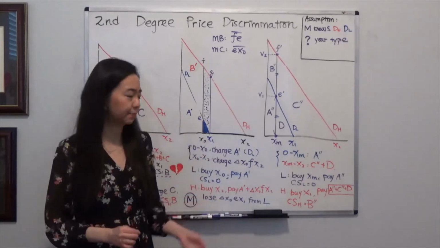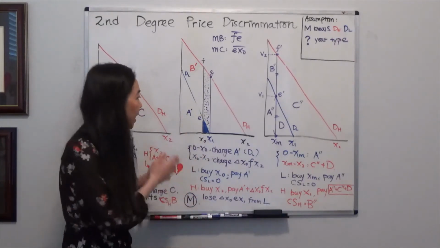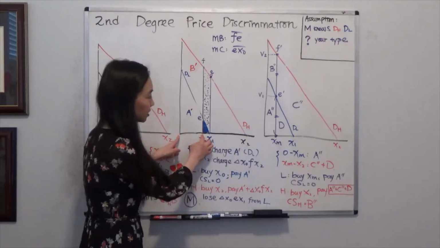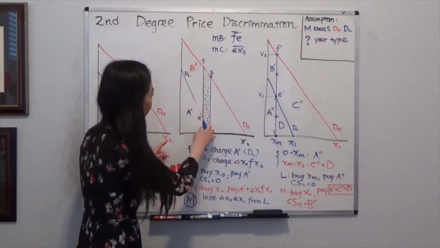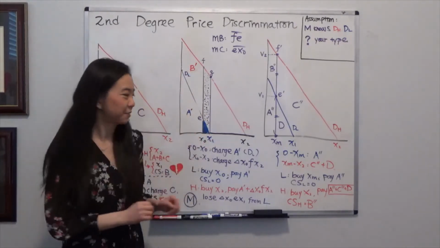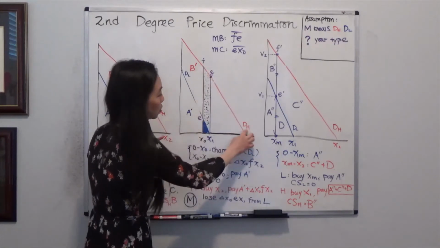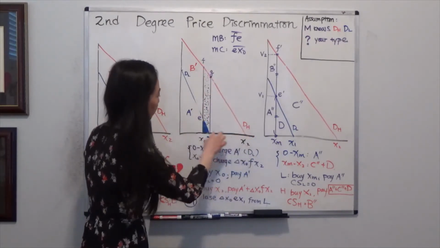So that's a low type. What about the high type? So for the high type, you will buy X2, and for the first X0 units, you are going to pay A prime. But for the additional units, you will have to pay according to your higher demand curve, so this block.